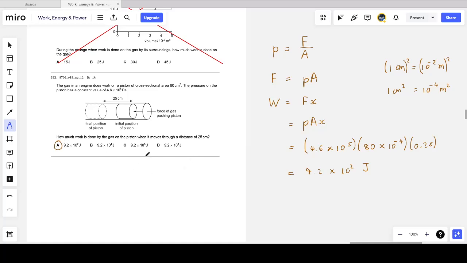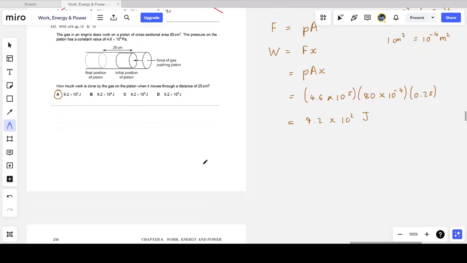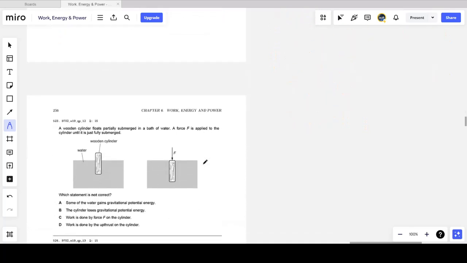Again, you can look at the other numbers and see that they're actually quite large. For a very small piston, you shouldn't be expecting that much work to be done. 92,000 joules would be a bit much to move that piston. So you could, by process of elimination and orders of magnitude, eliminate B, C, and D and choose option A, but it always will be good to do the calculation just to make sure that you are choosing the correct answer.